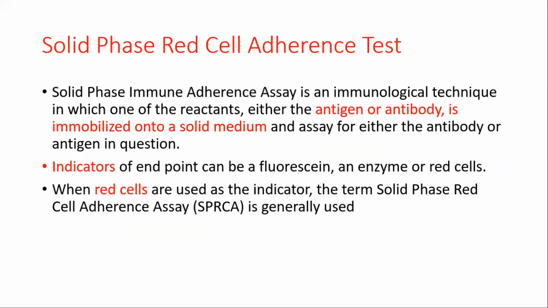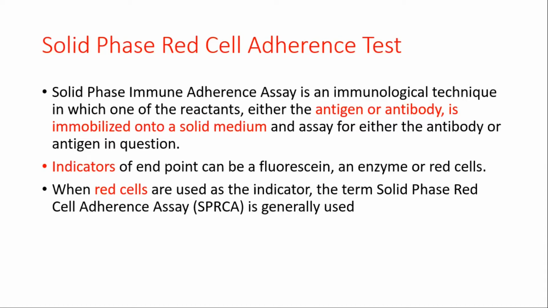Coming to the technology I am going to talk about, it's called the solid phase red cell adherence test. As you see from the name, in this test we have a well. In this well, we immobilize, or load, a particular antigen or antibody in the form of a layer or solid medium. Then we add the opposite, which we want to detect. If the question is about an antibody, the antibody will be added. Finally, we have an indicator in the form of either a fluorescein, an enzyme, or a red cell. Whenever we use a red cell as the indicator, this is called the solid phase red cell adherence assay.